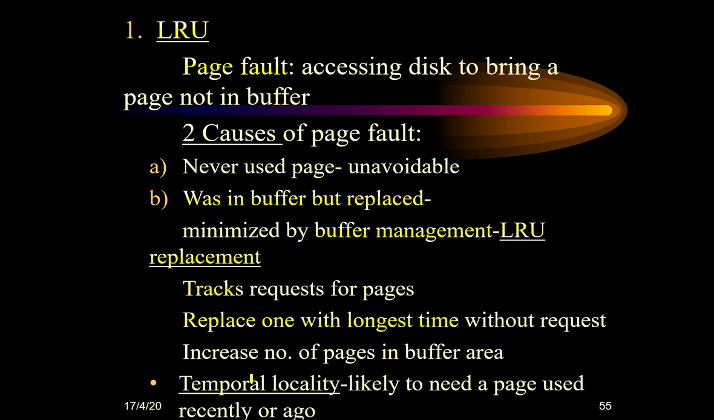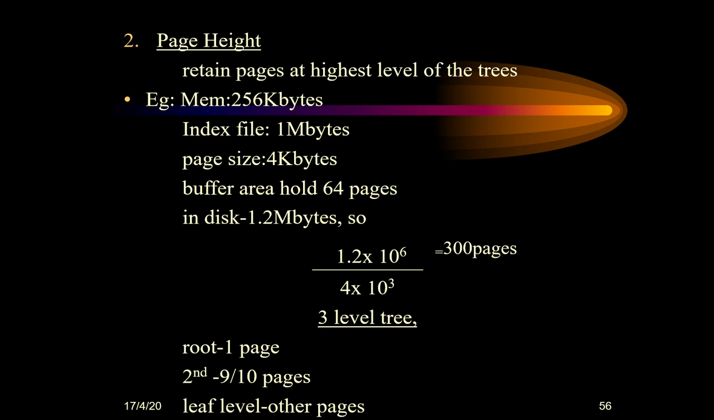Another solution is that we can improve the buffer area so that more pages can be held inside the buffer. We mainly use the principle of temporal locality. Temporal locality means the need for a page is more likely when the page has recently been used. In the sense, if a page is used currently, it might be used again soon. That is known as temporal locality.